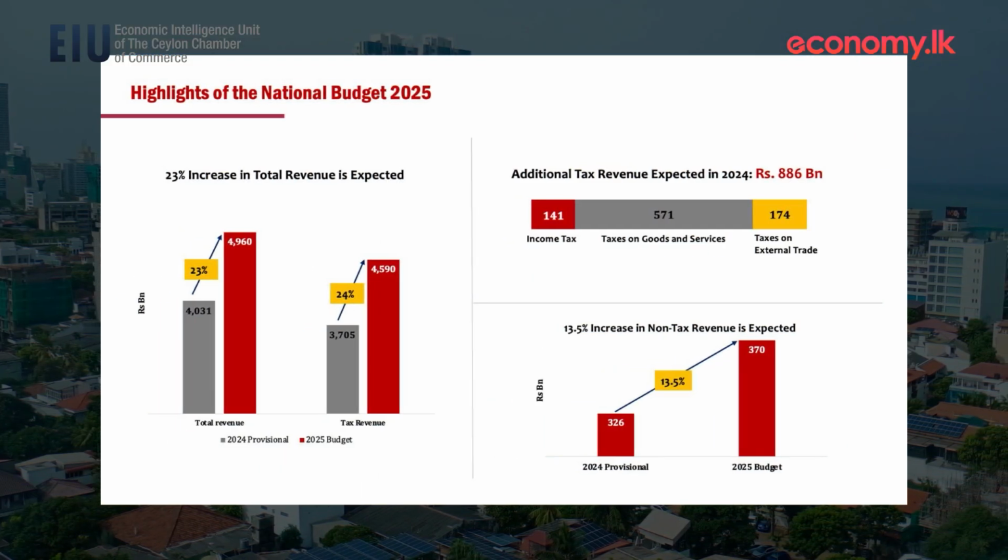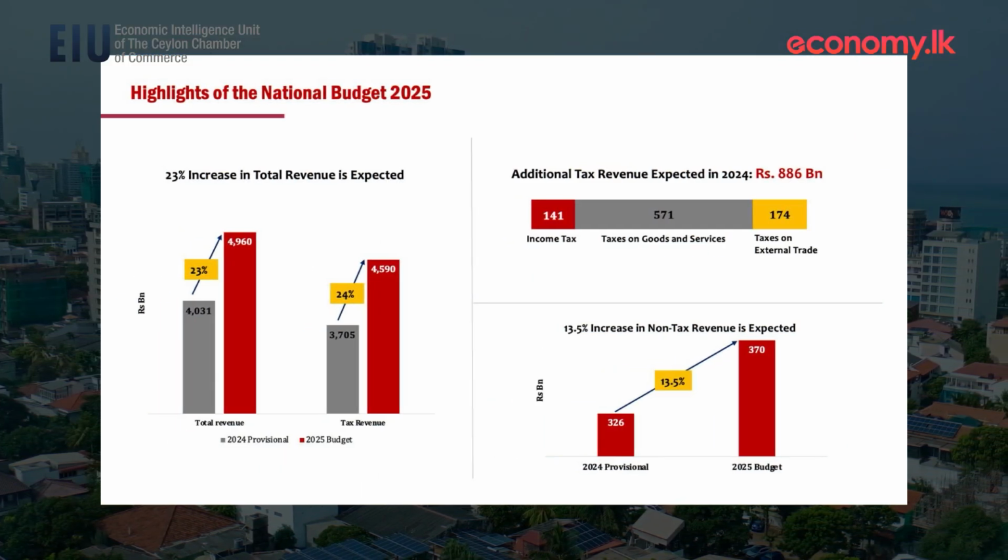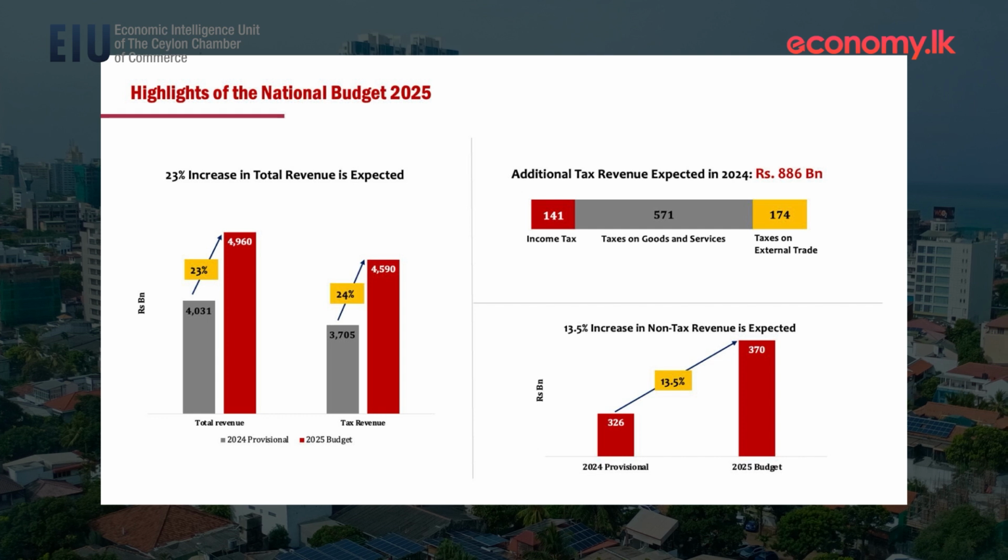So what I thought of doing today was giving you a quick highlight on the budget and a few updates on the monetary sector and the external sector. Starting off with the budget, the Economic Intelligence Unit did a presentation, and you can find this presentation on social media. On the revenue side, the key number that I would look at is the 24% increase in tax revenue.